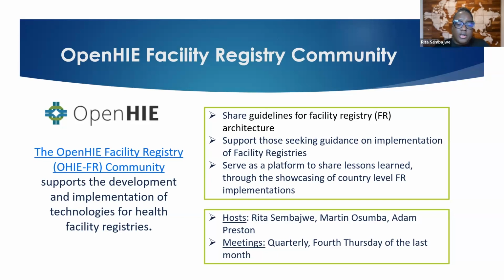Our meetings occur in the last month of every quarter. So we only have meetings quarterly. And they occur on the fourth Thursday of that last month in a quarter. You can track the schedule for our meetings by checking our wiki page. And OpenHIE also has a discourse forum where the facility registry community posts when a meeting is upcoming.